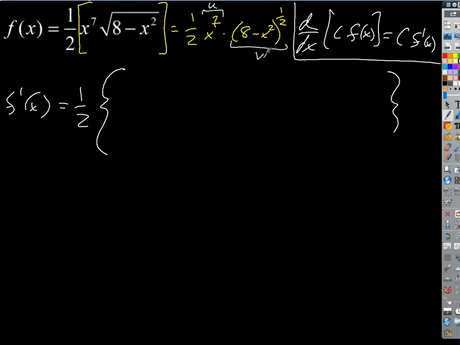So let's do the product rule. So what are we going to get? The product rule. x to the 7th times... Okay, so I've got multiple layers, don't I? It's a chain rule issue. So the outside layer is something to the 1/2. So the derivative of that to the 1/2 is 1/2 that to the negative 1/2. Okay, I've got to go another layer with that. The derivative of what's inside then would just be negative 2x.